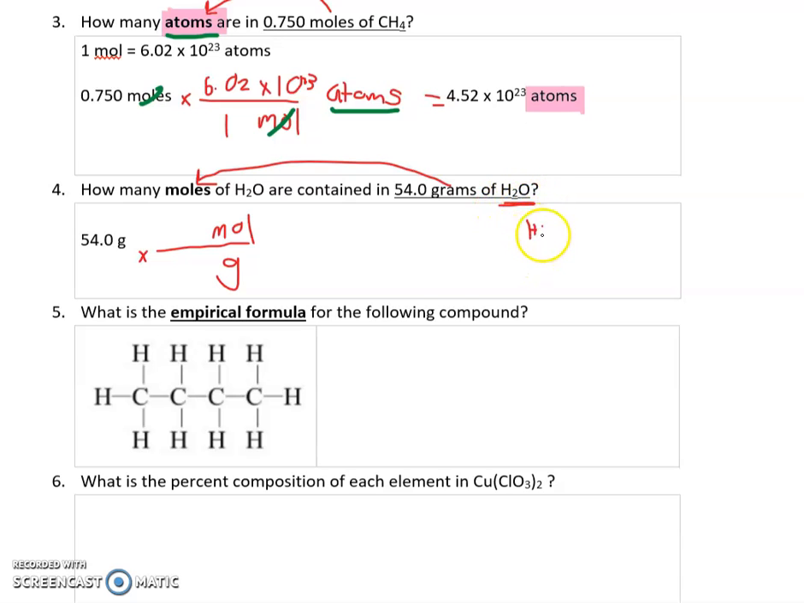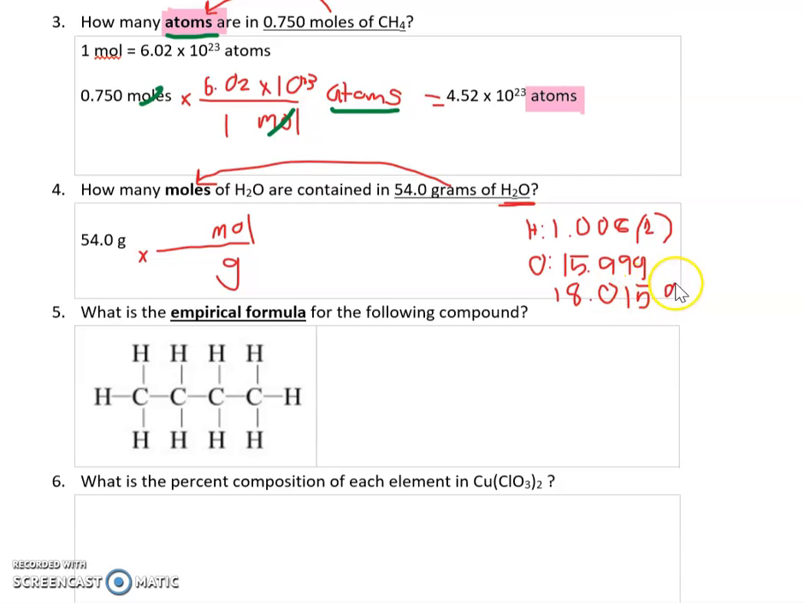I know that if I look at my periodic table, my hydrogens have a mass of 1.008, and I have 2 of them. Ooh, that's a bad 2. I have 2 of them, so I have to multiply that by 2. And I know my oxygen has a mass of 15.999. So now I have to add 1.008 times 2 plus 15.999, and that is equal to 18.015.